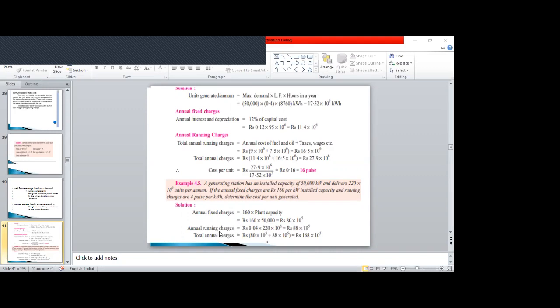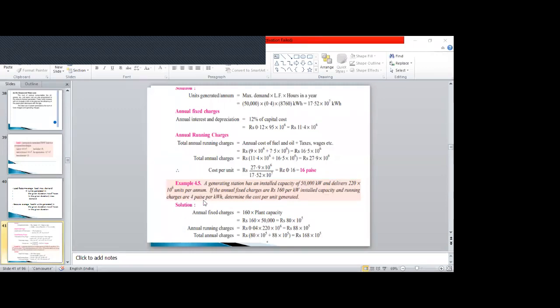Okay. Next, annual running charges. It is given that running charges are 4 paise per kilowatt hour. If you want to convert 4 paise into rupees, because fixed charges are expressed in rupees, it will be 0.04 rupees.